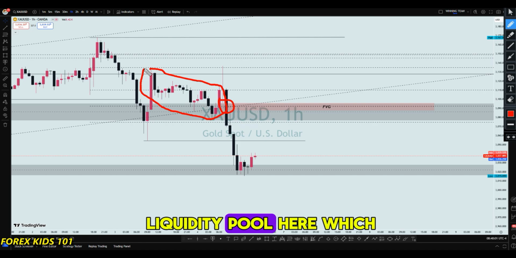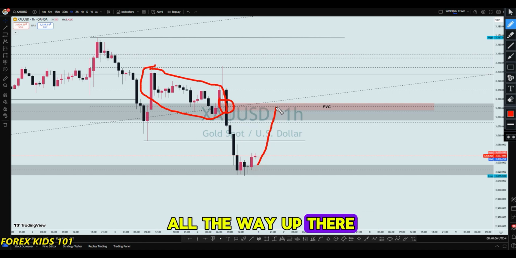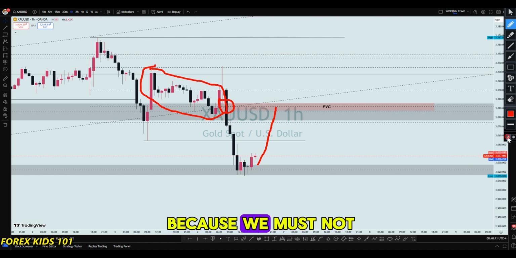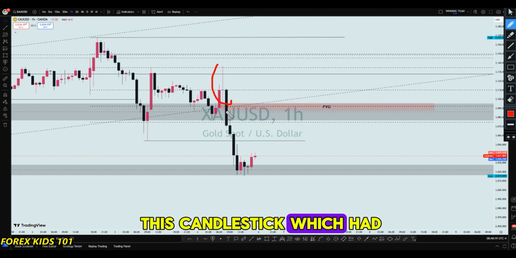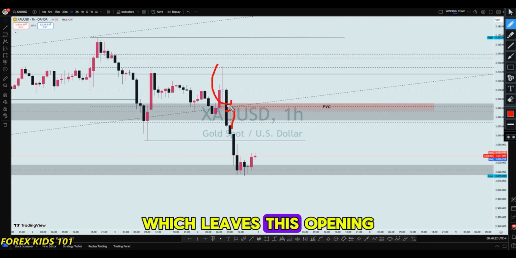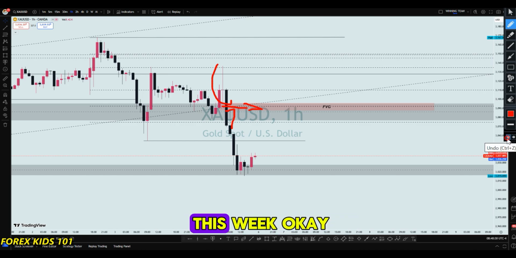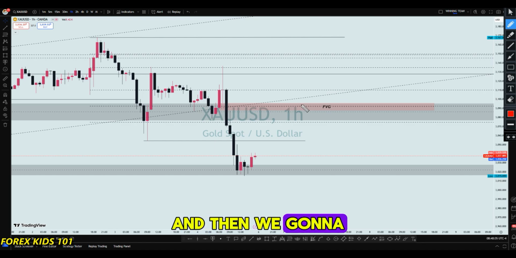There's a lot of liquidity pool here, which might end up with us seeing the price pushing all the way up there, and we look for any rejection that is going to be happening on that fair value gap, because we must not forget that on our 1 hour you can see that this doji had the wick there, and then we had this candlestick which had a wick here, which leaves this opening in the middle, which is the zone that we're going to be looking forward to retesting this week. So this is the zone that we're going to look to retest, and then we're going to take our trades right on this zone here.